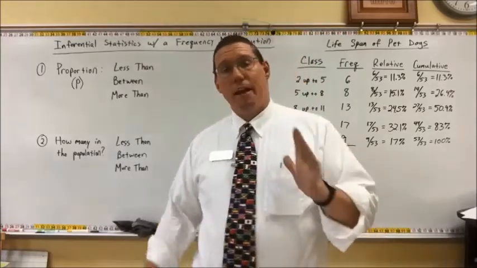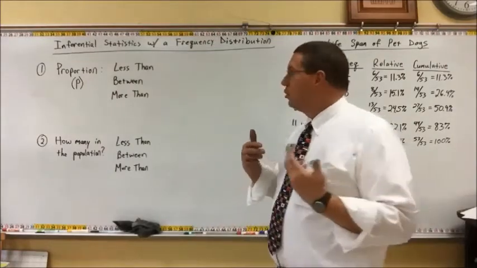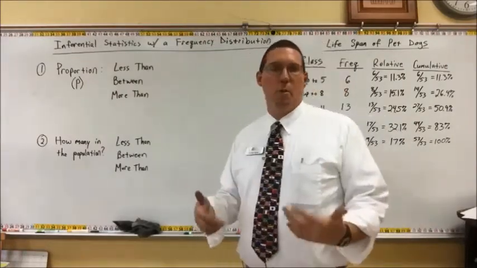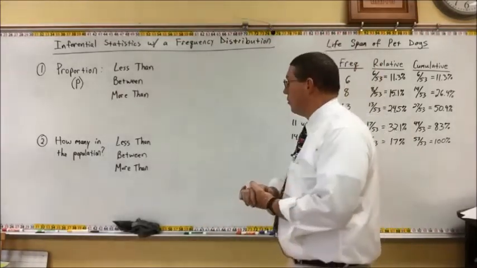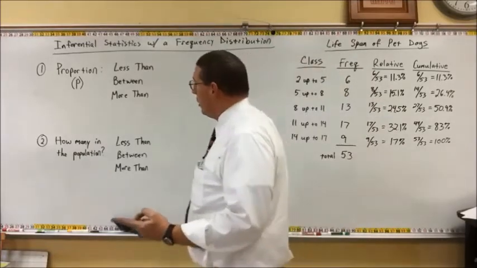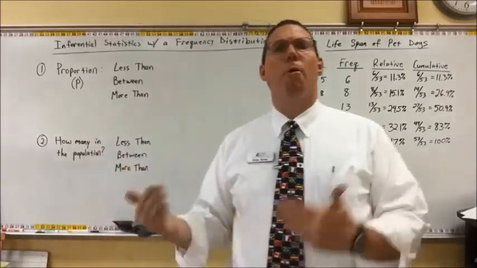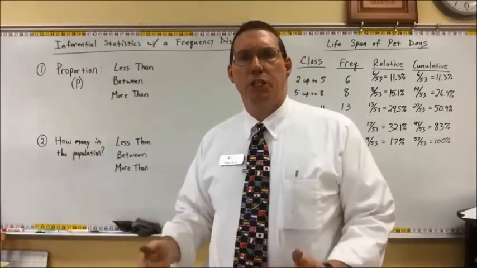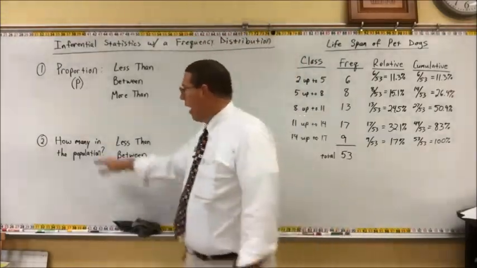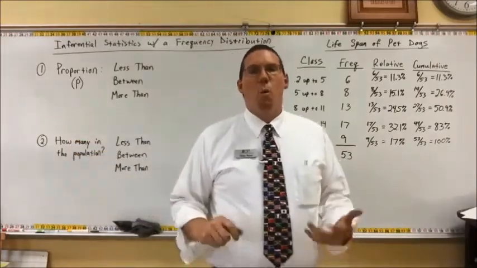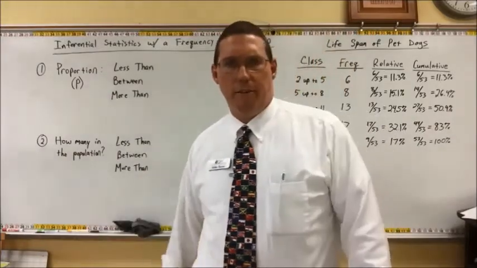Now, at a very basic level, at a very introductory level, I'm going to teach you 2 basic kinds of questions that we could be asking using this frequency distribution. The first question is a proportion question, and you would say something like, well, what proportion of the population of dogs meets this criteria? The other kind of question is a how many in the population. You could ask, well, how many of all the dogs in the population meet this criteria?